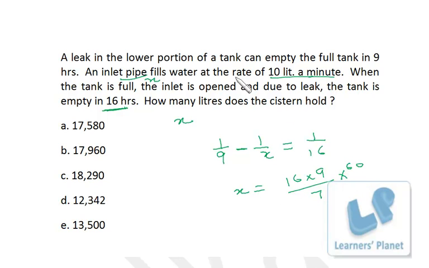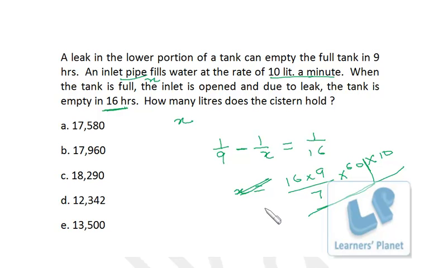Now the capacity of the inlet pipe is 10 liters a minute, and in these minutes it can fill up the tank completely. So if I multiply this by 10, I'll get the capacity of the tank. This is the time, this is the time in minutes, and this is the 10 capacity per minute. This complete data is nothing but the capacity of the tank. Just solve it and you'll be able to get the answer very easily.